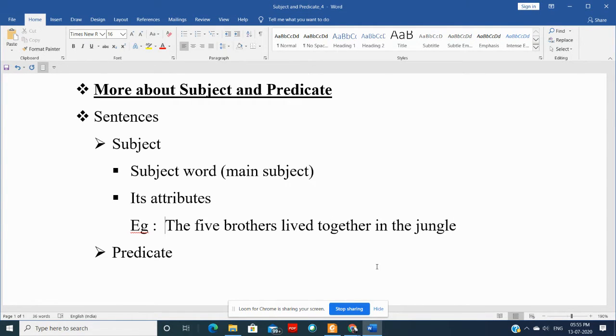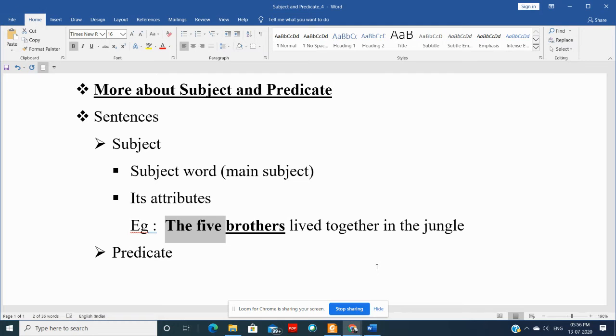In this sentence, the five brothers is your subject, right? Now if you look at this, the five brothers, you can see that this is something extra, right? Because the main word with the help of which the sentence is actually making sense is brothers. So this is your subject word and this is your attribute. Okay, so this is your attribute, right?